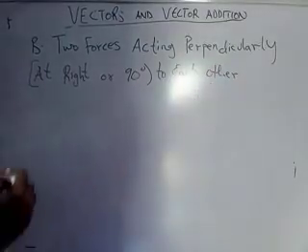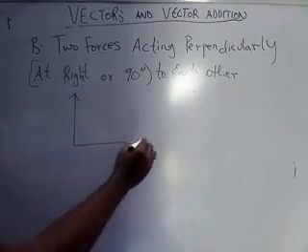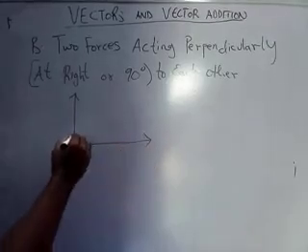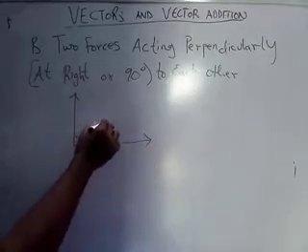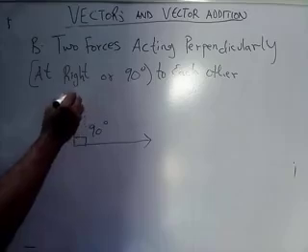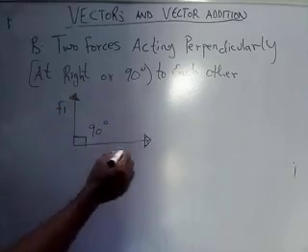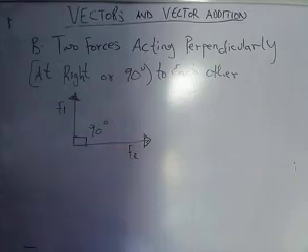Now, what does it mean? A force acting this way, and that force is acting this way, and then this side means 90 degrees from each other. So we have a situation like this. How could such a situation be tackled? Here we have our forces. Here's our F1. Here's our F2.